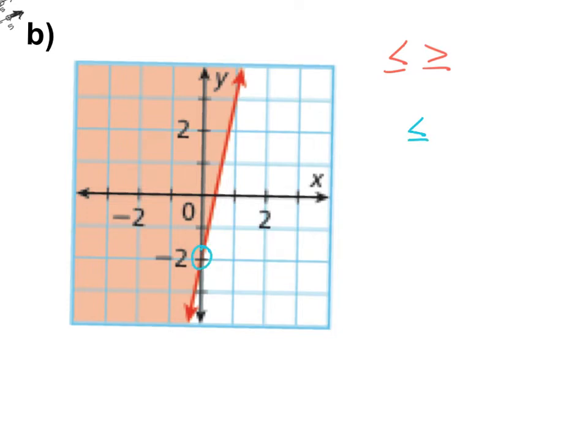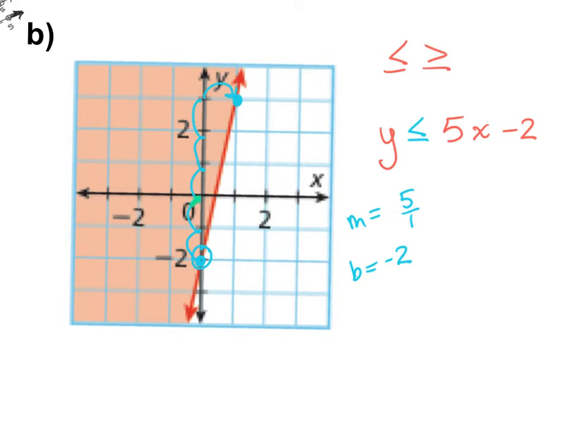My y-intercept is negative 2. And the slope, well, I could see this point is perfect as well as this one. My slope is up 1, 2, 3, 4, 5, and to the right 1. So my slope is 5. So now I'm going to write my perspective equation, which I believe is y is less than or equal to 5x minus 2.